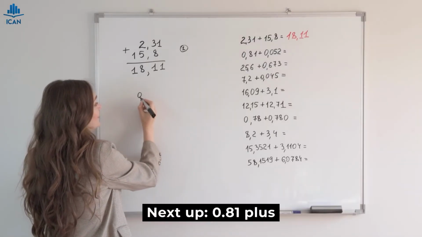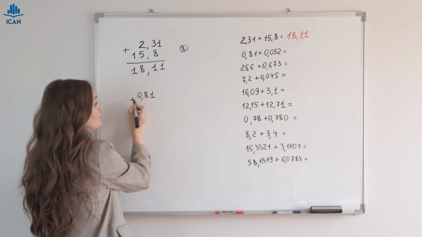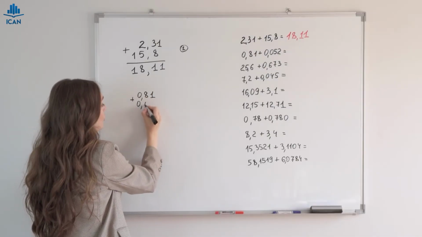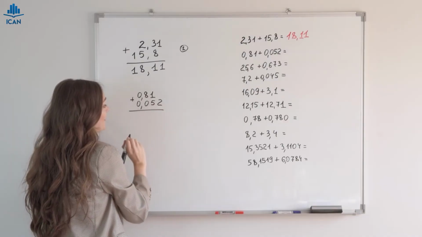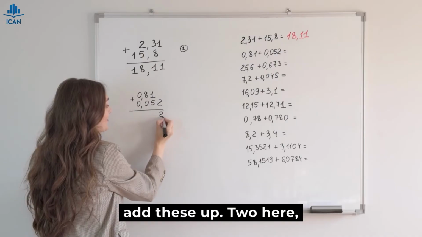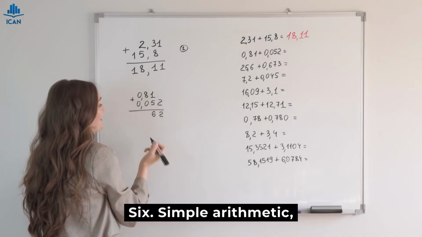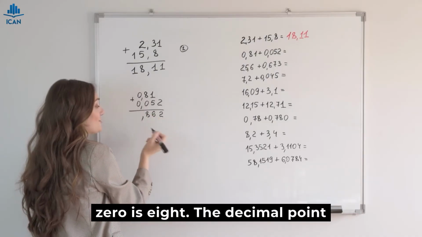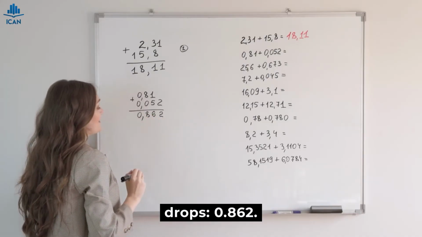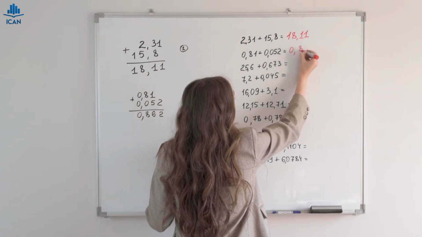Next up, 0.81 plus 0.052. Let's add these up. 2 here, 1 plus 5 there. What's the total? 6. Simple arithmetic, right? 8 plus 0 is 8. The decimal point drops. 0.862.